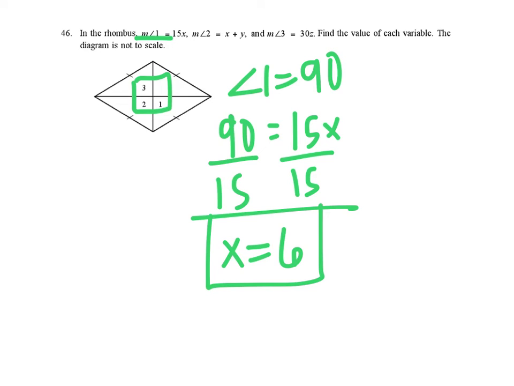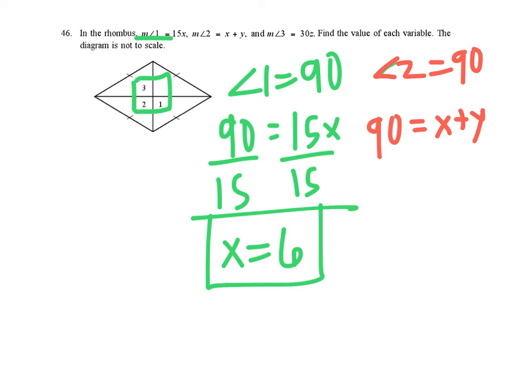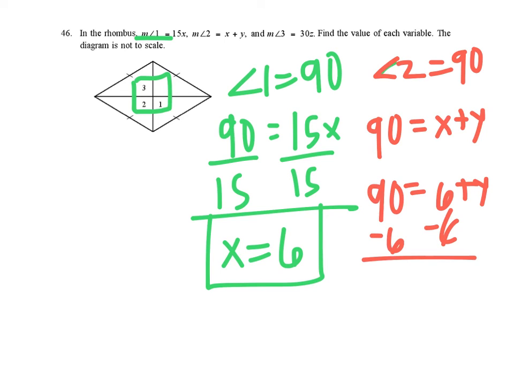For angle 2, we know that angle 1 equals 90, so angle 2 equals 90. So 90 equals x plus y. We know x is 6, so 90 equals 6 plus y. If we subtract our 6 from both sides, we get y equals 84.